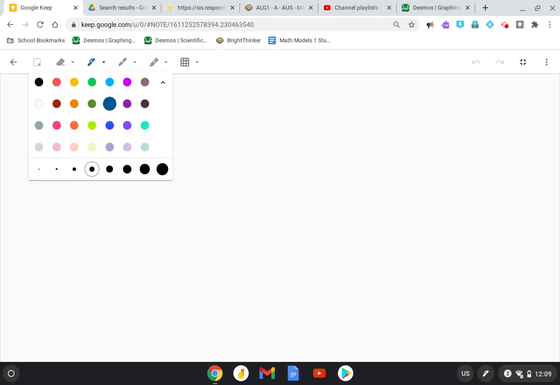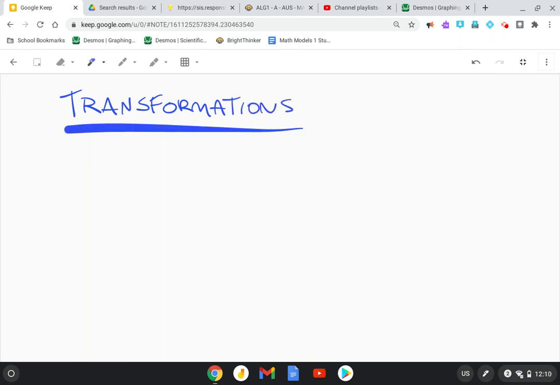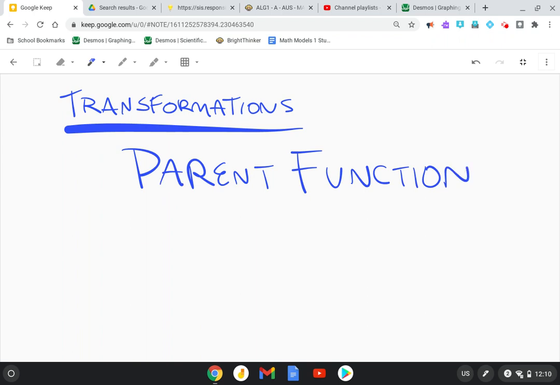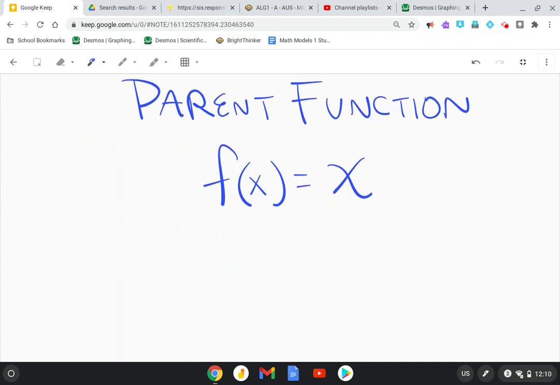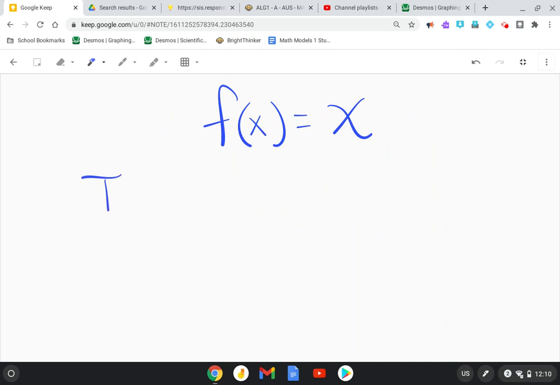All right. So let's go ahead and get a heading here. We'll call this transformations. The first type is, we have what we call the parent function, right? So for linear functions, the parent function is f of x equals x. But in general, the question becomes, what happens when I add or subtract something to this function?